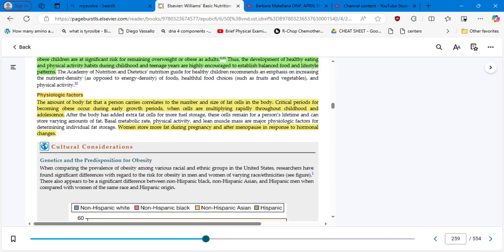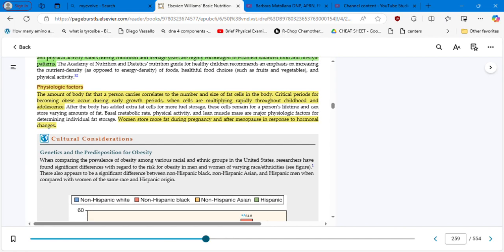Now move to physiologic factors. The amount of body fat that a person carries correlates to the number of and size of fat cells in the body. Critical periods for becoming obese occur during early growth periods. Critical periods for becoming obese, that is the prognosis, how it's going to be in the adulthood, when cells are multiplying rapidly throughout childhood and adolescence. That's why women store more fat during pregnancy and after menopause in response to hormonal changes.